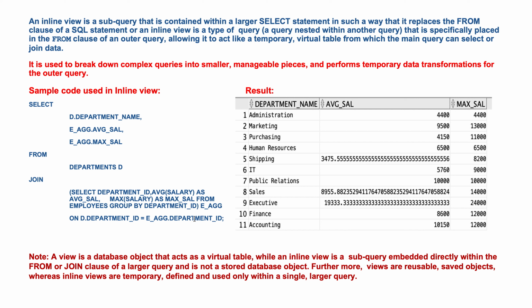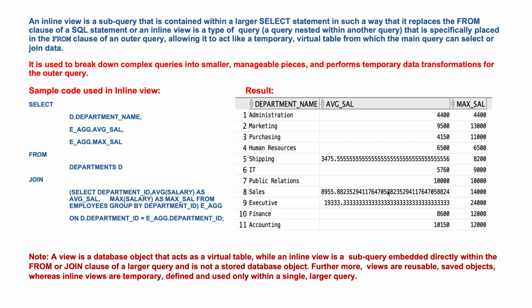When we run this code, after successful completion, we will get a result as shown on the right side of the table, where it contains only three columns. One is department name, another one is average salary, next one is maximum salary. This is the required report. That means mainly we are concerned here with what an inline view is. An inline view is a subquery which is used inside a large query which replaces the from clause. It is called inline view.